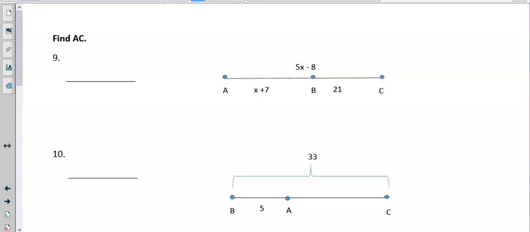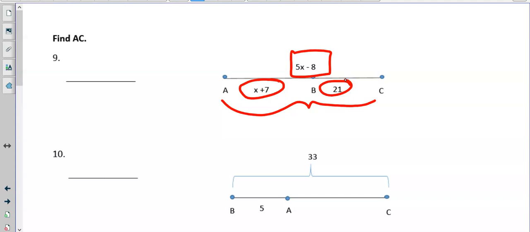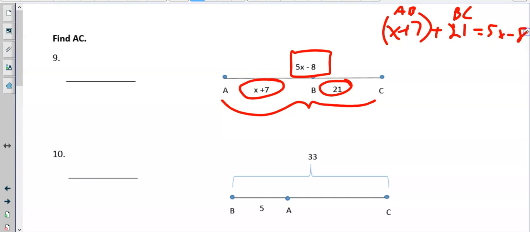All right, find AC. Well, AC is the entire piece. And we know the entire piece is 5x minus 8. We also know that is made up of 2 smaller pieces, x plus 7 and 21. The 2 smaller pieces, so x plus 7, I'm putting in parentheses, doesn't need to be, but I'm just showing you the grouping. The small piece, and this is AB, if this helps labeling it, plus BC, which is just simply 21, equals 5x minus 8, and that is AC. So AB plus BC, the 2 parts add up to the whole.